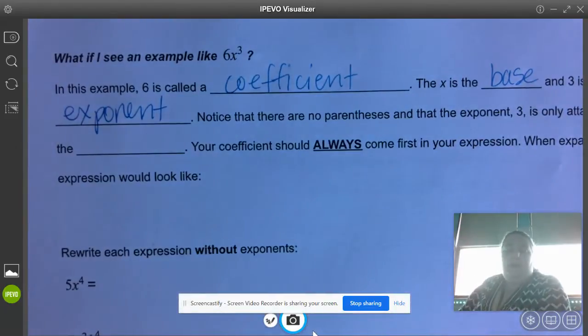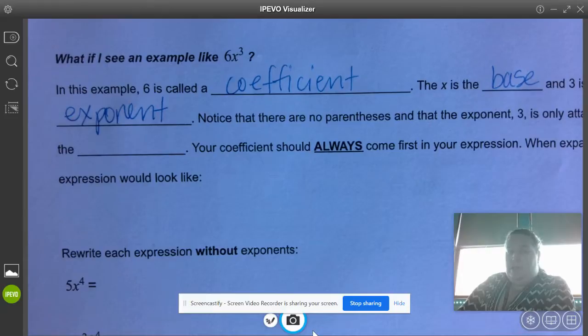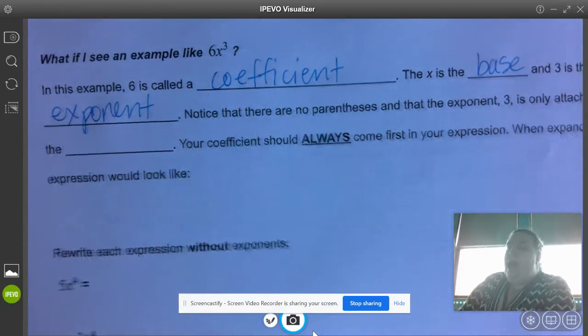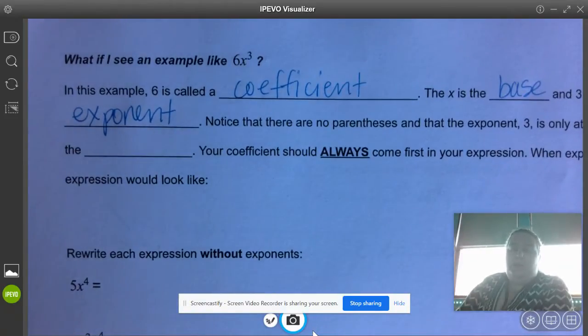And I know that because that exponent is always going to be attached to the base. That 3 is with your x. Therefore, x is the base, 3 is the exponent. That 6 in the front, from what we've seen before working with expressions and equations, is what we call a coefficient. It's being multiplied by x to the third.